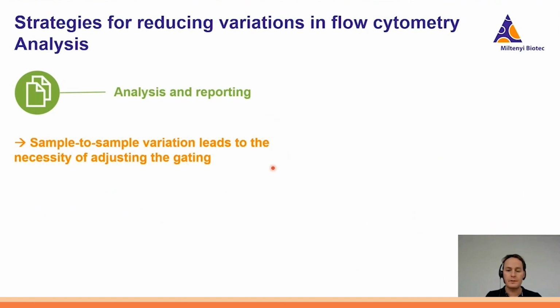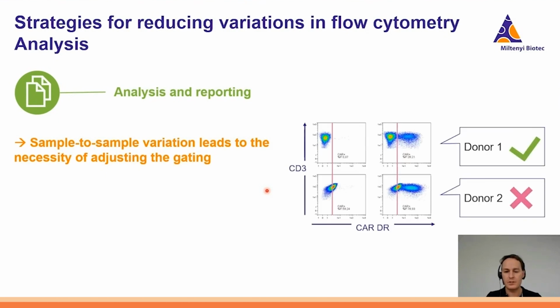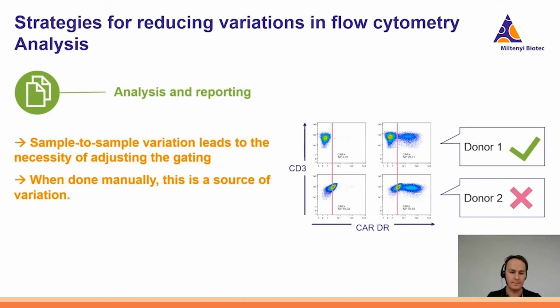After the acquisition of the data, of course, analysis and reporting has to be done. And here, sample-to-sample variation obviously always leads to the necessity of adjusting the gating. Here's just an example of two donors, which gave different results, which of course cannot be gated the same way. So when done manually, this can be a source of variation.